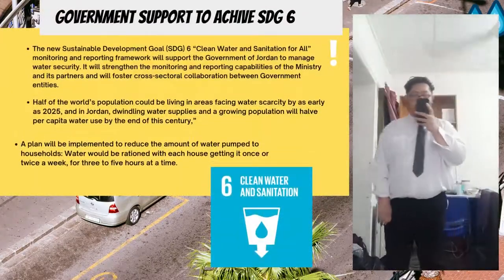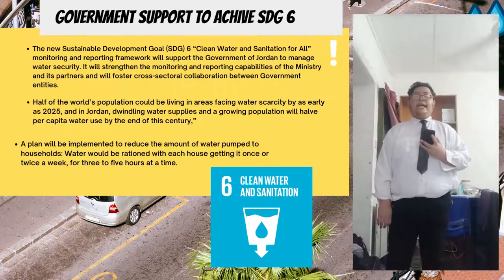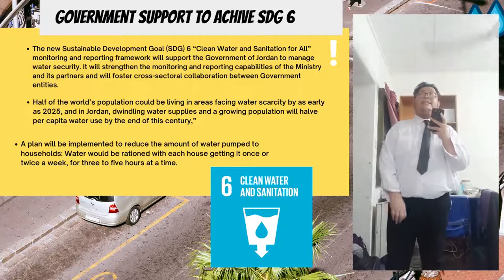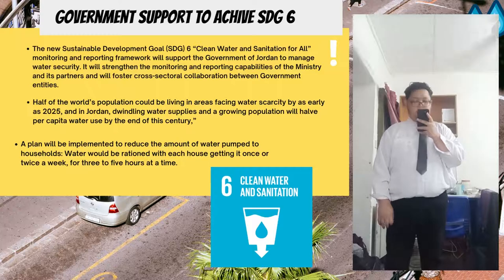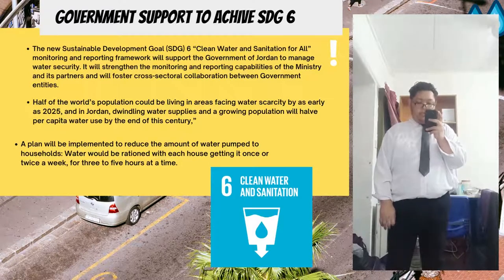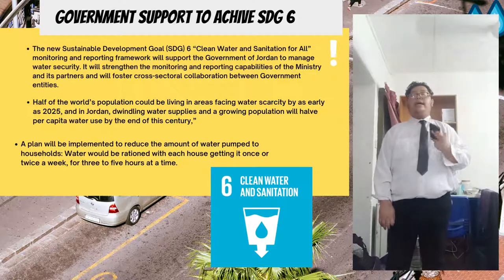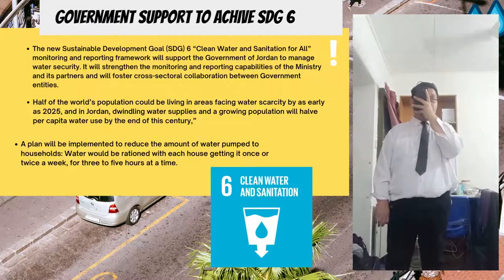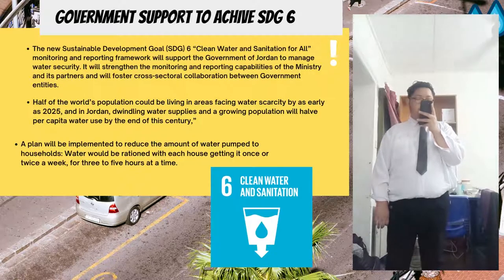For the next slide, which is government support to achieve SDG 6 in Jordan. The new sustainable development goal, SDG 6, clean water and sanitation, monitoring and reporting framework. From this slide, I will read first. The monitoring and reporting framework will support the government of Jordan to manage water security. It will strengthen the monitoring and reporting capabilities of the ministry and its partners, and will foster cross-sectoral collaboration between government entities.